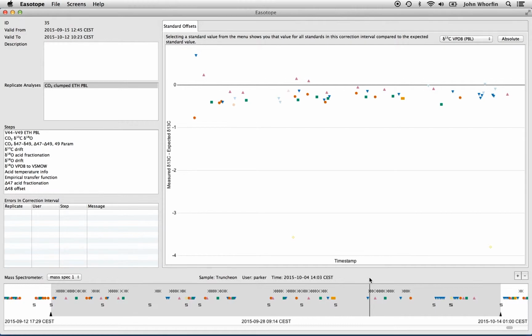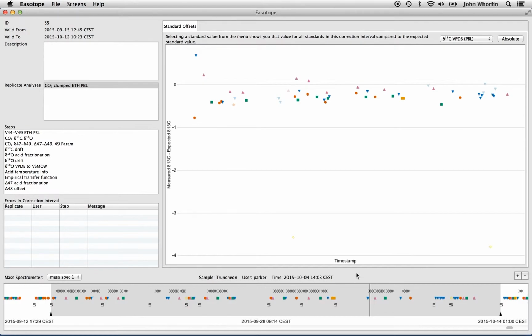And the other thing to notice is that the selection of a sample or the selection of a standard automatically also selects a correction interval. So the fact that we selected this point here means that this correction interval is the one that's currently being used. That's important because as we're correcting this sample run, all of these standards in this correction interval may be used for the correction process depending on the parameters and how they're set. So this is essentially the limits of standard runs that can affect this sample correction.